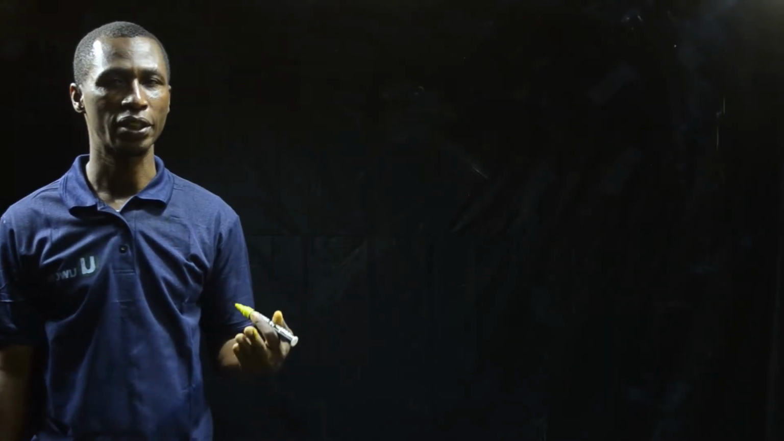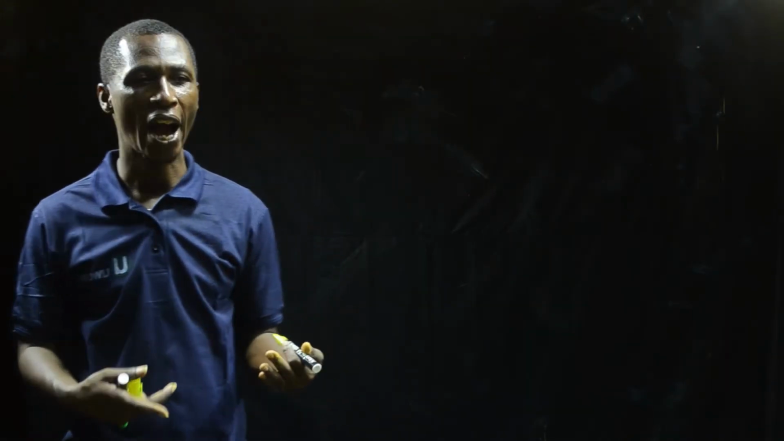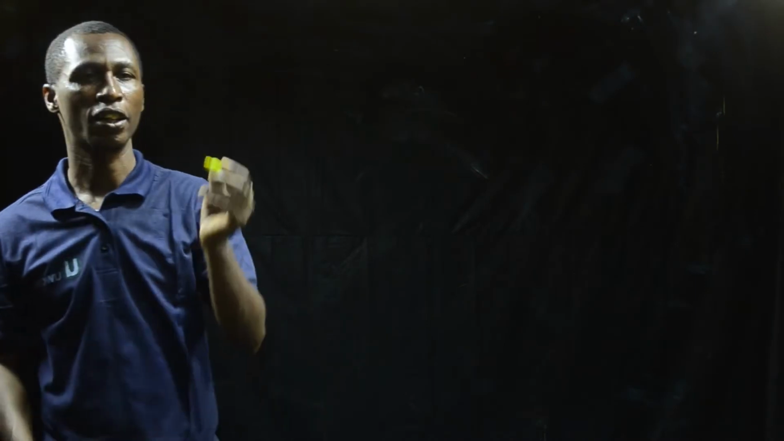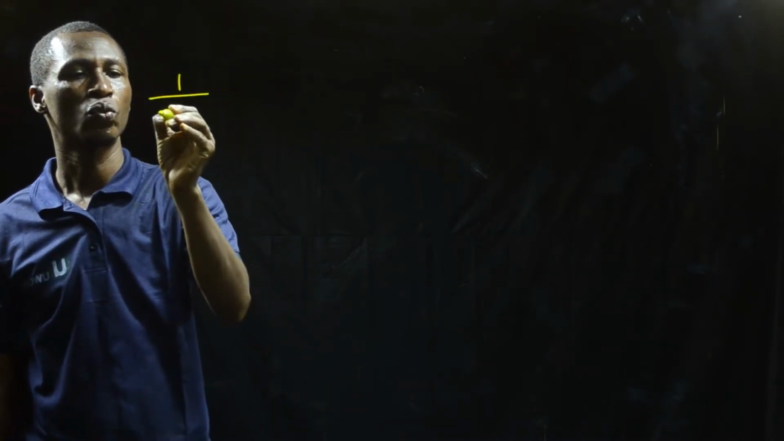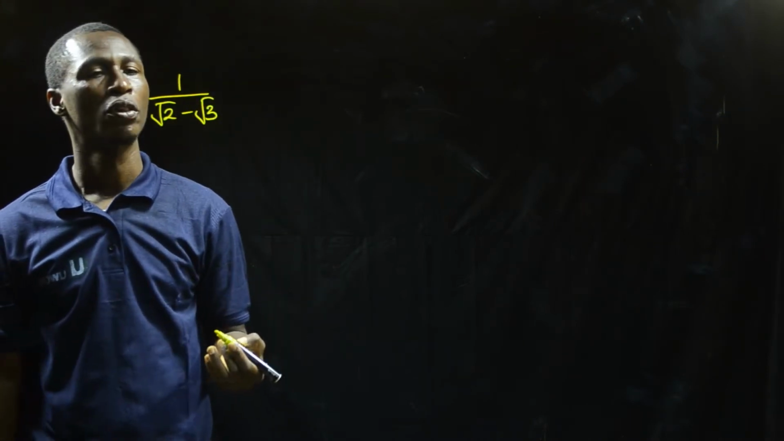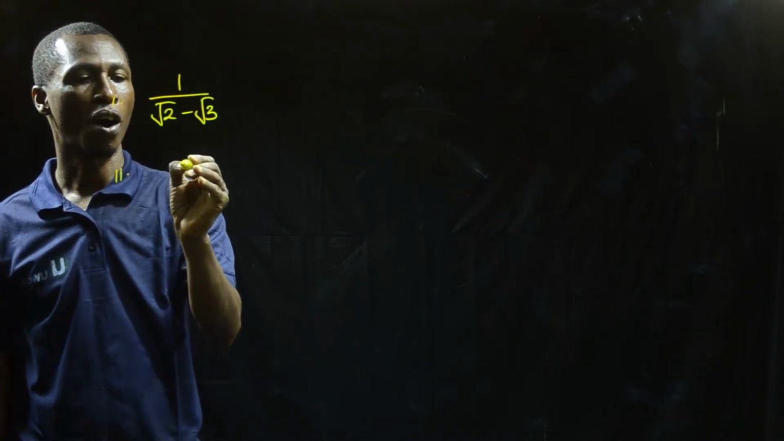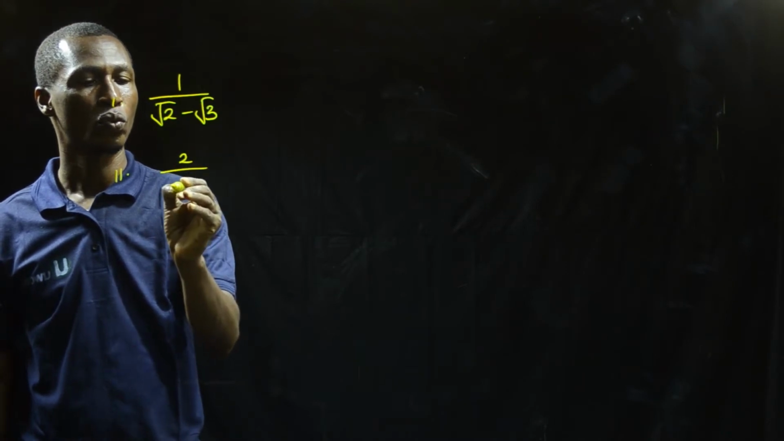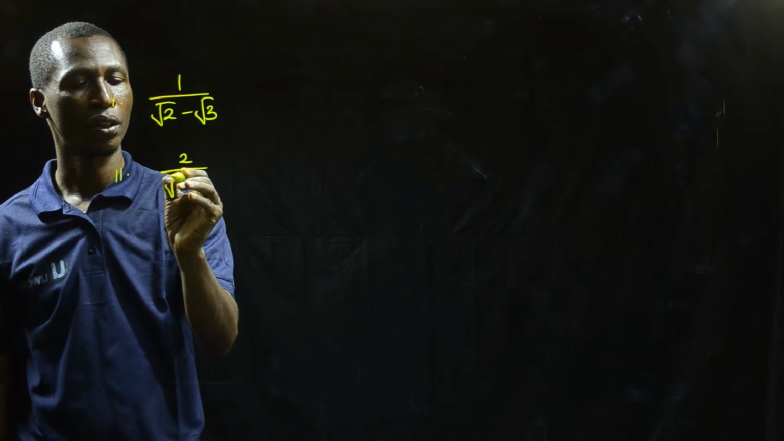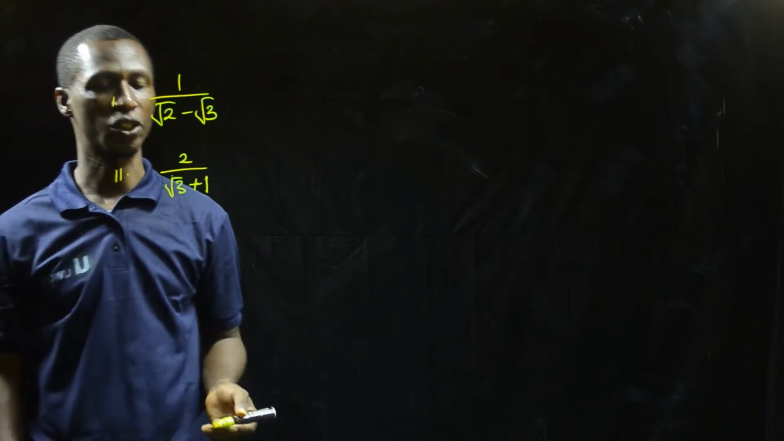So let's take more examples. In some cases too, you will have the denominator of the function to be a difference or sum of two numbers, both of which may be rooted, like we have 1 on root 2 minus root 3, or we can also have a situation like 2 on root 3 plus 1. Okay, good.